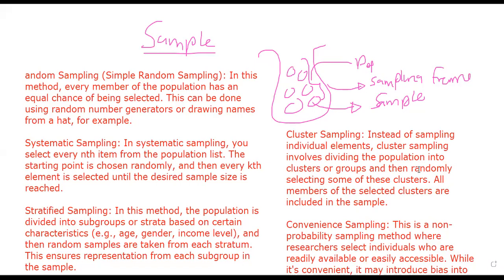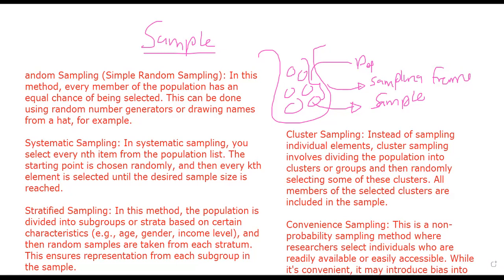We have convenience sampling, which is a non-probability sampling method where researchers select individuals who are already available and accessible based on convenience. This is very important because it is used for a cost-effective kind of sampling.